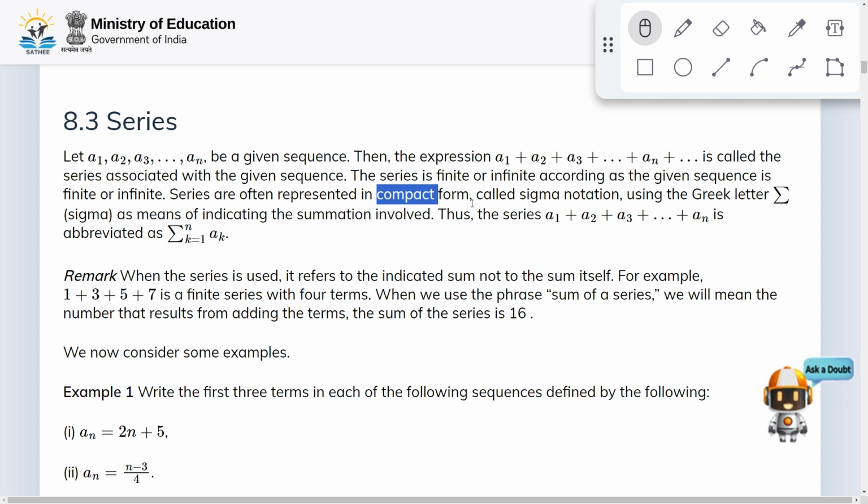Now, series are often represented in compact form. The compact form is called sigma notation, using the Greek letter sigma, as a means of indicating summation. Thus the series a1 plus a2 plus a3 till an is abbreviated as the summation of ak for k from 1 to n. This expression is the same as the previous one but in compact form.